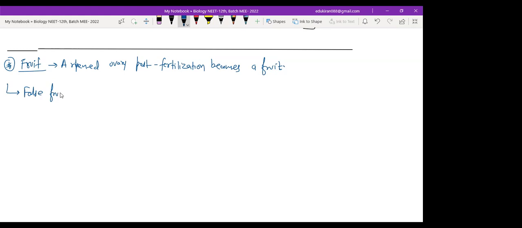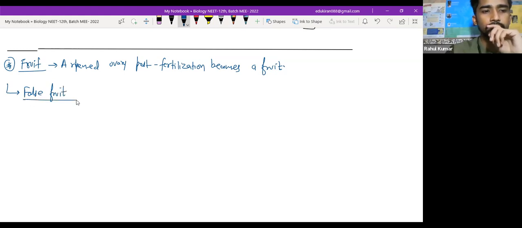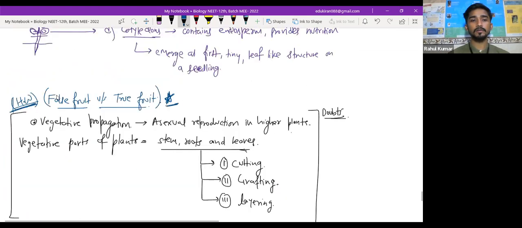Why do we call it a fruit and yet still call it false fruit? So false fruit is not ripened from the ovary. It is the fruit which is produced from any other tissue apart from ovary. So what are the other tissues apart from ovary that can ripen and form a fruit? They are thalamus. Remember we did thalamus also.